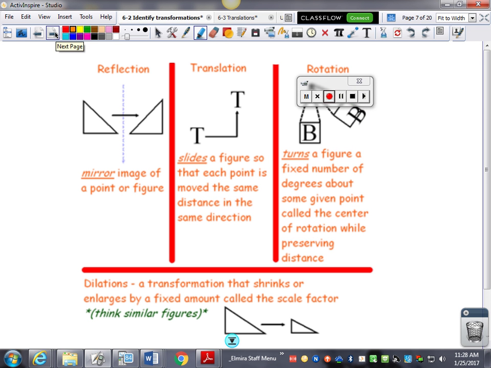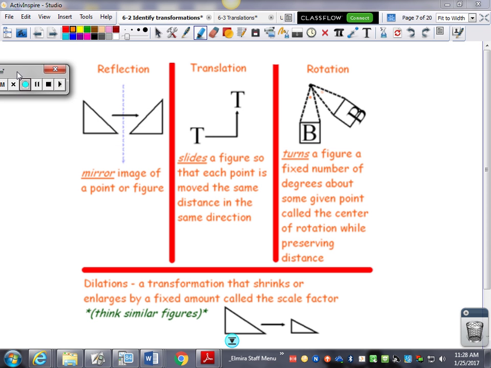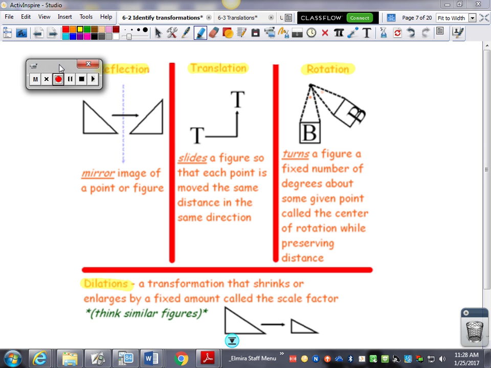All right, this is a page I want you to have open for your exit ticket. It lists the different kinds of transformations, so reflection, translation, rotation, and dilations down here at the bottom. All right, I'm going to leave this out on your desk so that you can see it. It's on the very back of your notes packet. Okay, and then right now we're going to do our exit ticket.